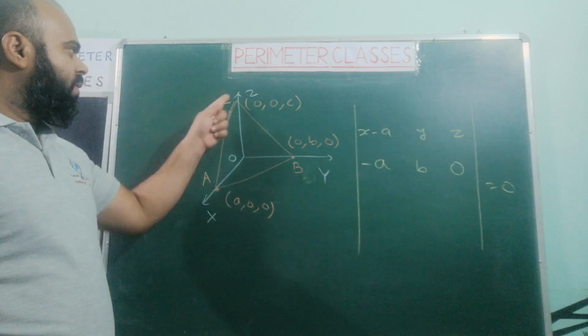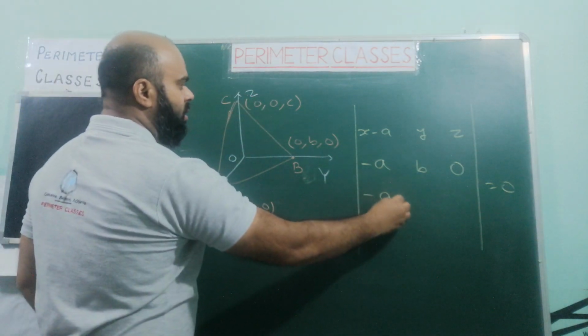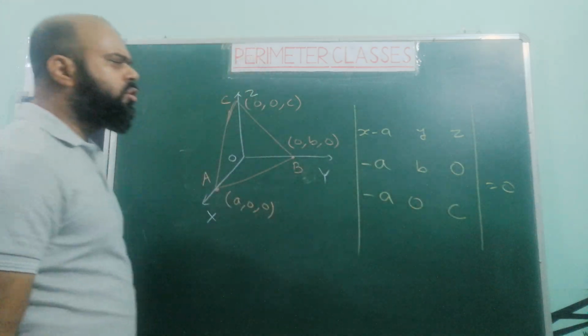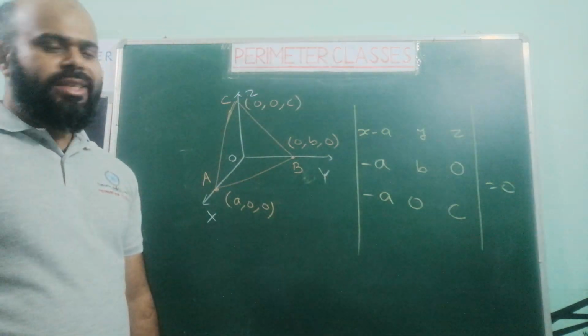Now we will talk about the vector ca. So it is 0 minus a, and 0 minus 0, and c minus 0. So this is how we can write the equation of a plane. Now let us simplify it.